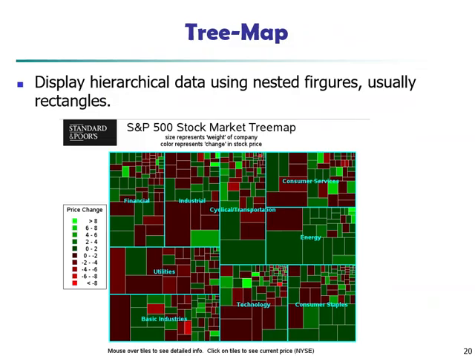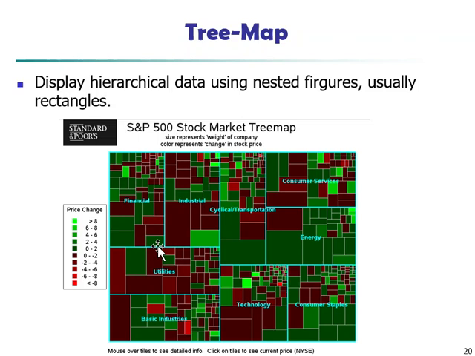The second hierarchical visualization we want to see is the tree map. Tree map was an invention of Ben Schneiderman, and I found it very intuitive. So tree map displays hierarchical data using nested figures, usually rectangular. What we see here is the stock market tree map.